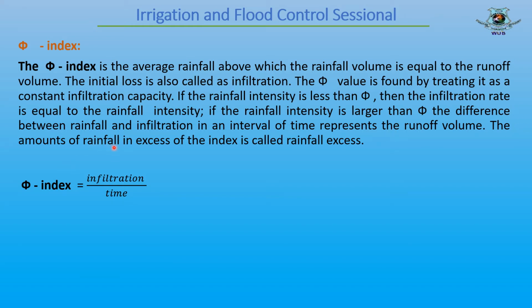The amount of rainfall in excess of the index is called rainfall excess. Rainfall excess means runoff, the amount of extra water once the infiltration index starts runoff. From the above discussion we can say phi index equals infiltration divided by time. That means phi index is the average infiltration.